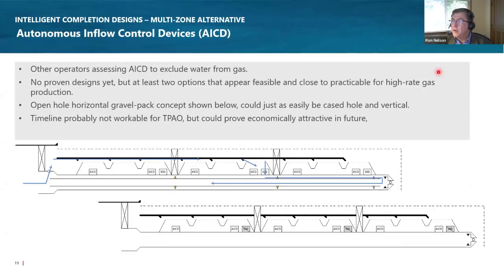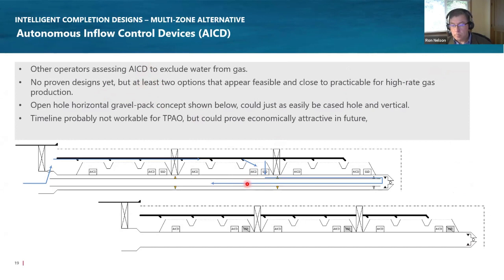One I'm just going to throw out here, because actually we're working on a similar problem right now for another client. They're looking at a gas field underlain by water, and they don't want to produce. It's going to be subsea, so it's similar to what your challenges are. They're going a slightly different direction. They're actually looking at these autonomous inflow control devices on their completion.